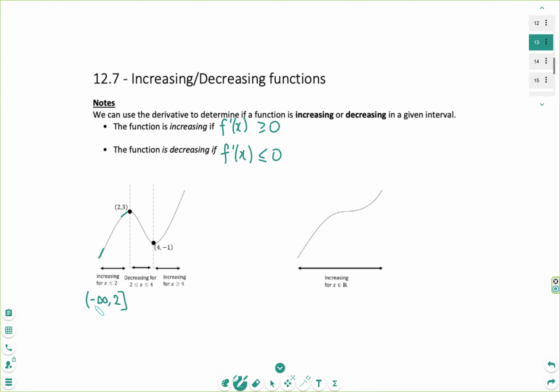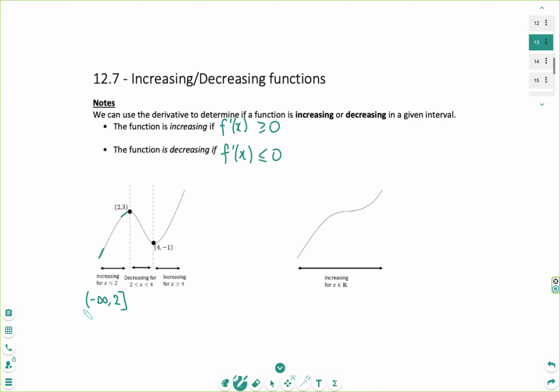Now you see a different kind of bracket, which is not a typo or a gimmick. A round bracket means we're not including the negative infinity, and a square bracket means we're including the 2. That means up to the point 2, so for less than or equal to, there's a square bracket.